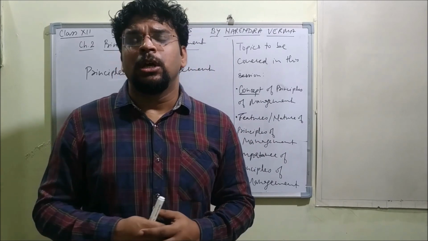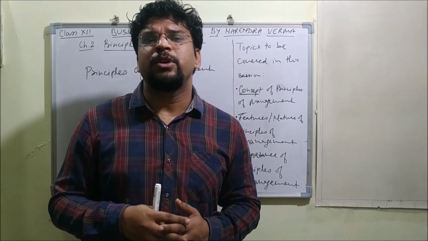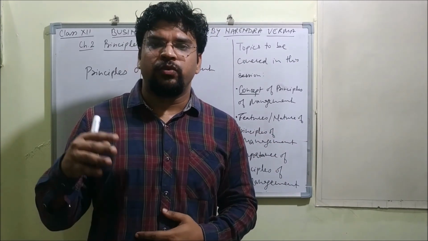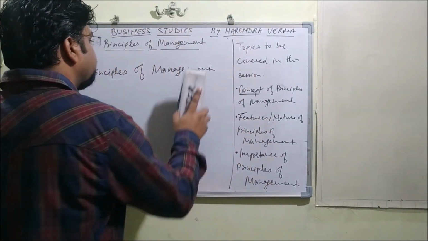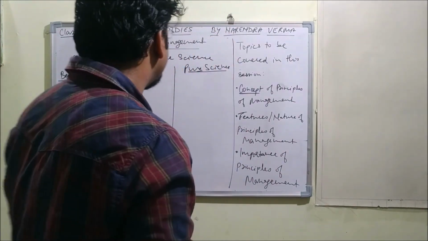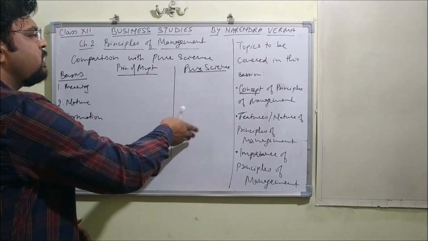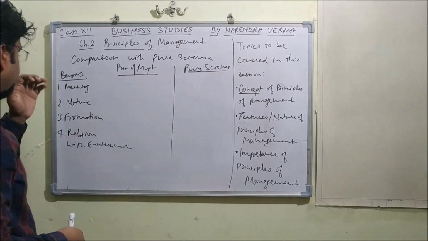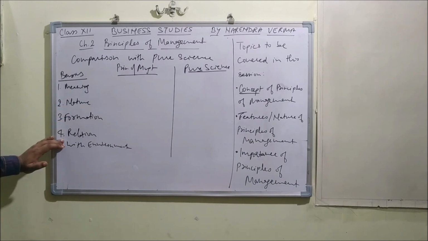Sometimes it is asked in questions that you compare management principles with science principles, or with values, or management techniques. So we need to have the comparison with them. Very first we compare principles of management with pure science, then with values, and at last with management techniques. But we'll be using the same bases: the first base is their meaning, another is nature, then formation, and then relation with environment.